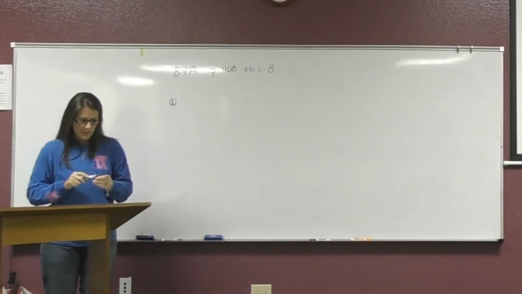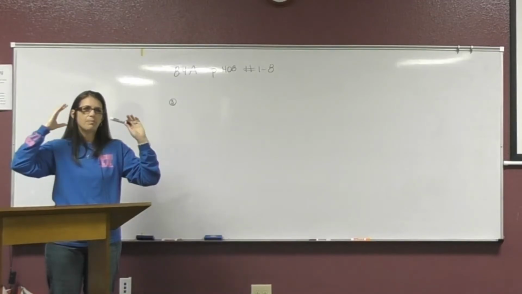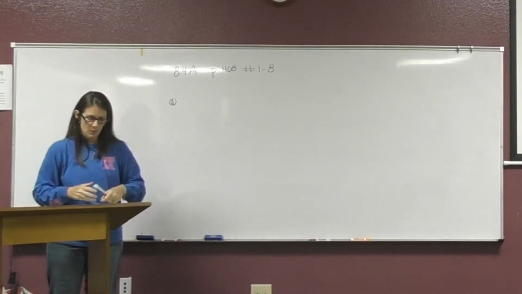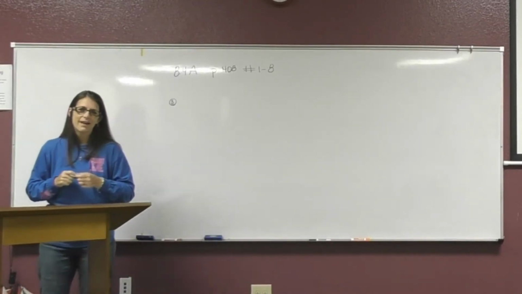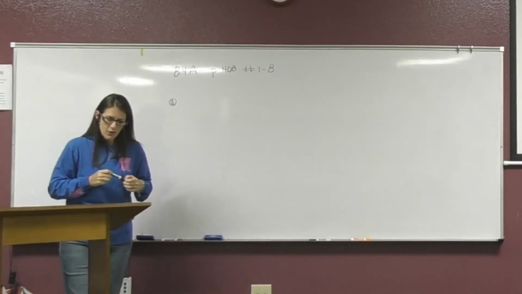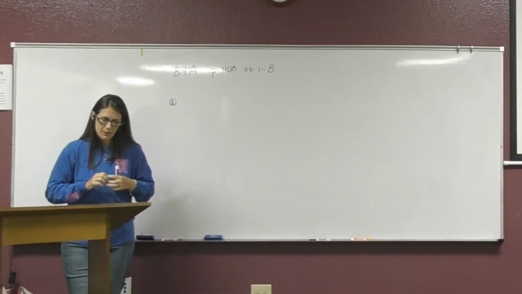All right, let's read the whole problem in its entirety first to try to get a whole picture of what's going on. A telephone pole casts a 30-foot shadow. The angle of inclination from the end of the shadow to the top of the pole is 53 degrees. How tall is the telephone pole?